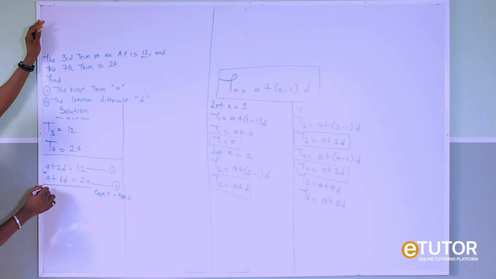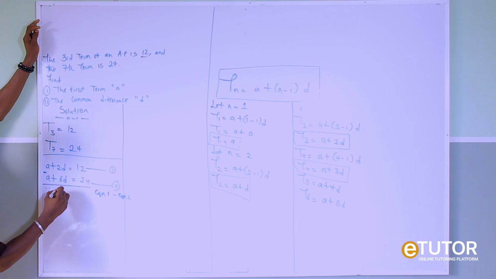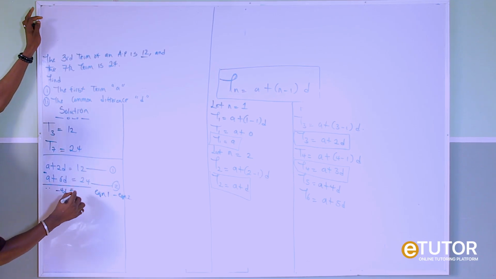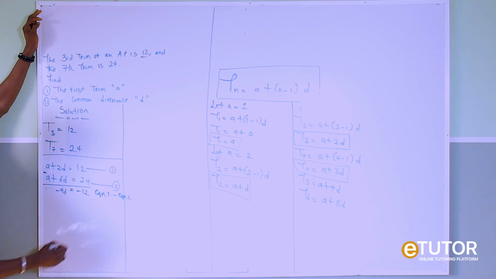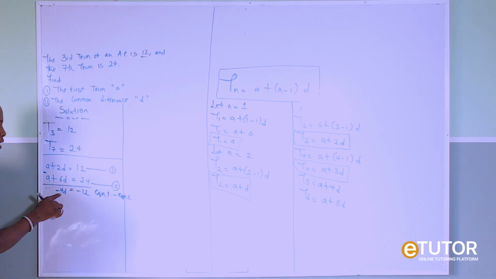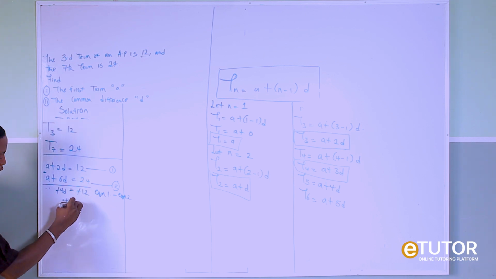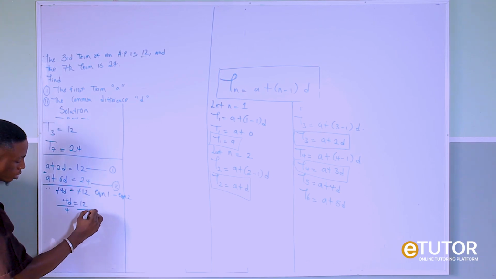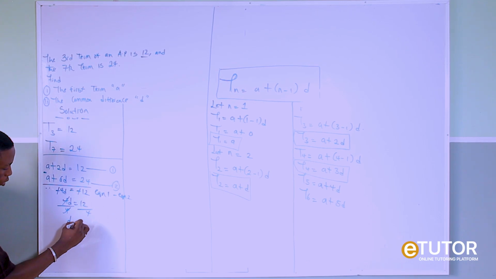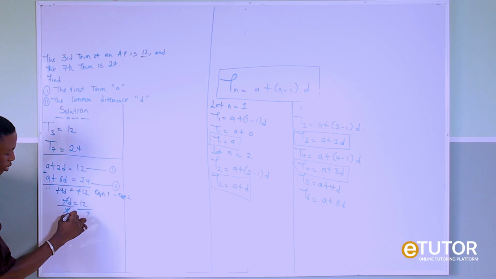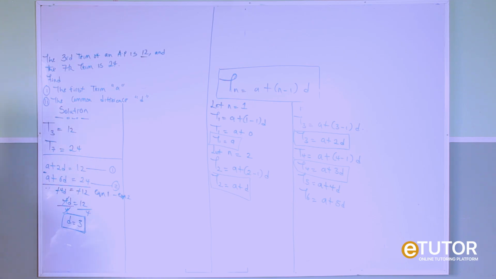a minus a gives 0. 2d minus 6d gives negative 4d. Equals 12 minus 24, which gives negative 12. So we have negative 4d equals negative 12. The minuses cancel out, so we have 4d equals 12. Divide both sides by 4, so d equals 12 over 4, that gives 3. So the common difference here is 3.